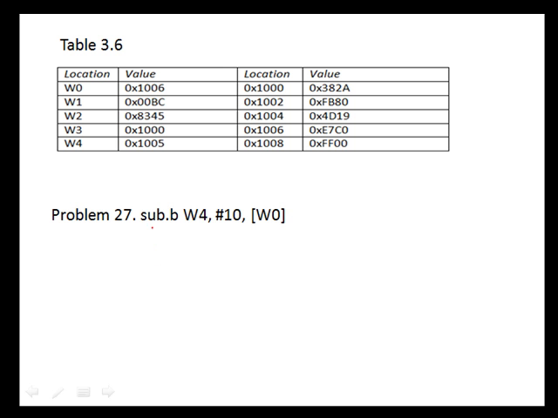Problem 27 says subtract .byte the value 10 from W4 and store the result at the register indirect location W0. So let's first of all do the computation. So we're going to look at W4. It's a byte operation, and we're going to take the least significant byte, which is going to be a 0x05, and we're going to subtract from that 10. This is a decimal 10, so let's write that in hex. So it's going to be 0A, and let's do the subtraction.